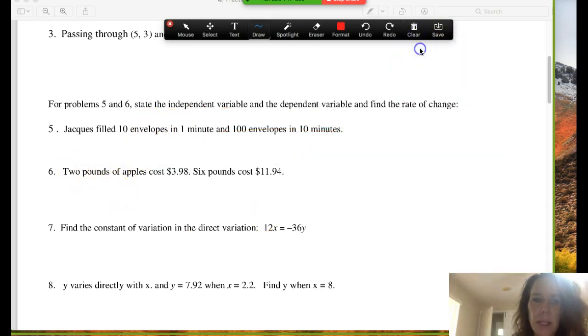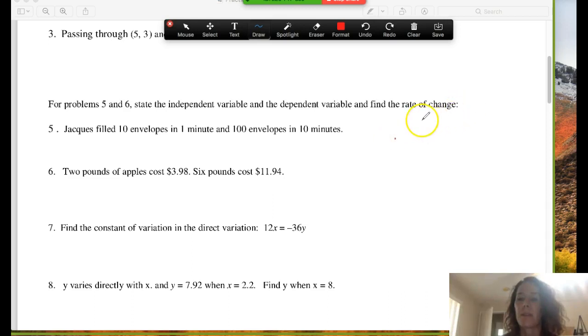We're going to do the same thing here. We have 2 pounds of apples that cost $3.98. 6 pounds costs $11.94. So the number of pounds and the cost, which one's dependent, which one's independent? Well, I'm going to pay a certain amount depending on how much I buy, right? So the cost is going to depend on the number of pounds I buy.